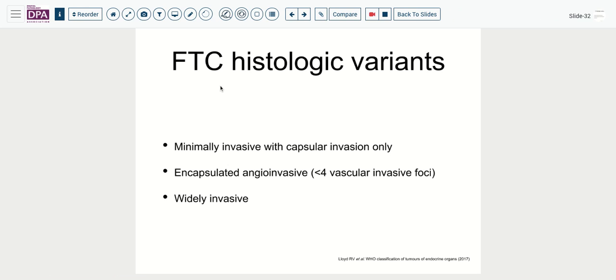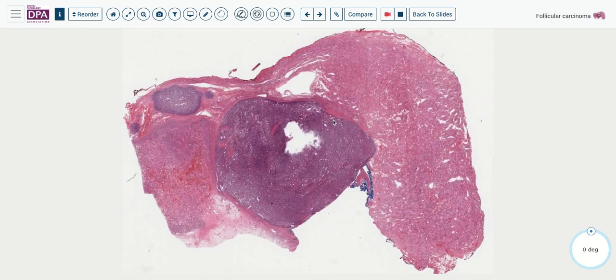So here, as I've mentioned, the minimally invasive variant, and this is capsular invasion. Angioinvasive is another category, encapsulated angioinvasive, less than 4 vascular invasive foci, and then widely invasive. So we'll look at a few more examples.